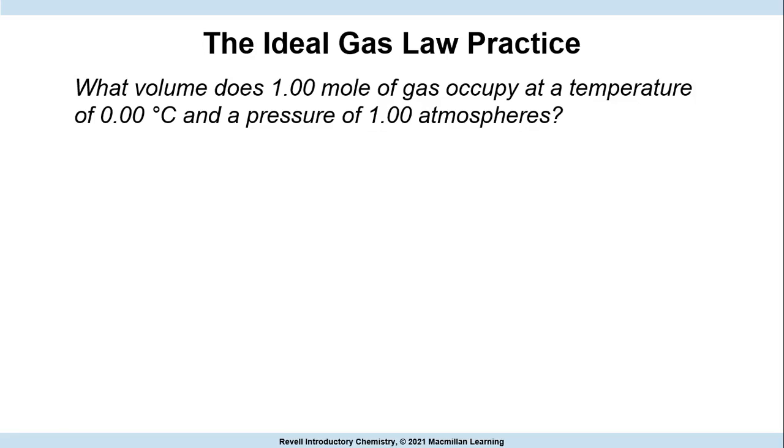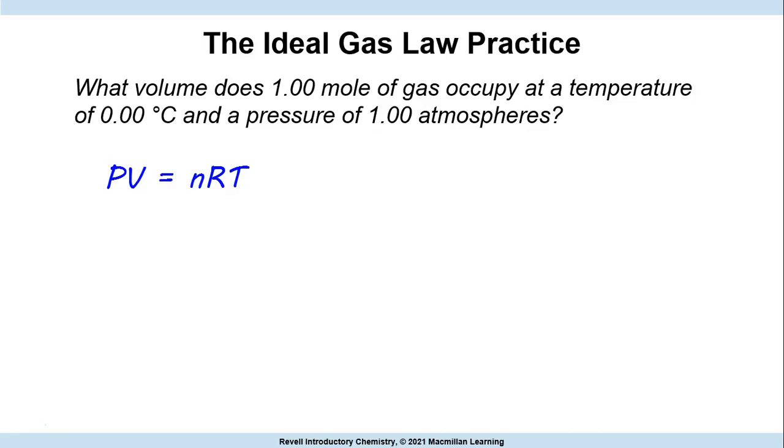What volume does 1 mole of gas occupy at a temperature of 0.00 degrees Celsius and a pressure of 1.00 atmosphere? Now, we have been given the number of moles, the pressure, and the temperature. So we are asked the volume. In this case, we are going to use the ideal gas law. So let's state it. The ideal gas law states that PV is equal to nRT.